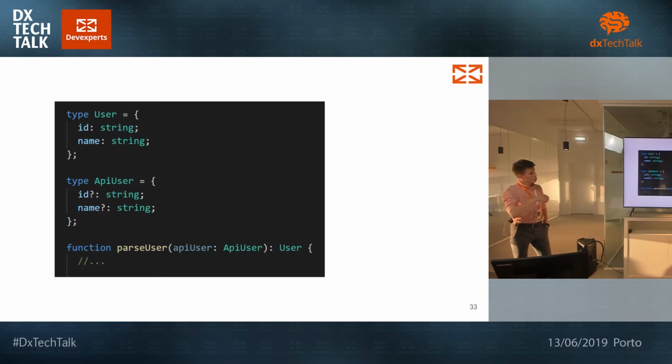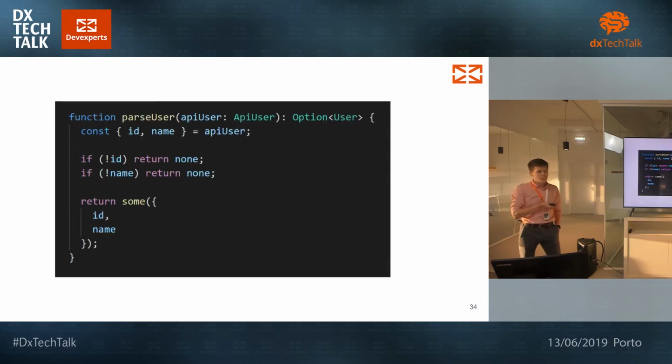So we want to parse our user somehow. We want to get our domain model of user. But what should we do if we don't have ID, for instance? So we should not have user as our return type, but rather what? Any ideas maybe? An option of user, right? Exactly. We just learned about option.